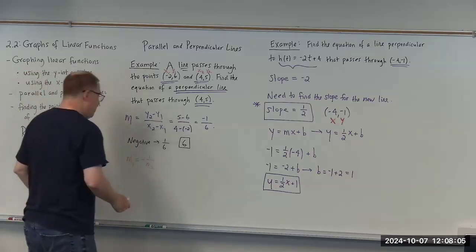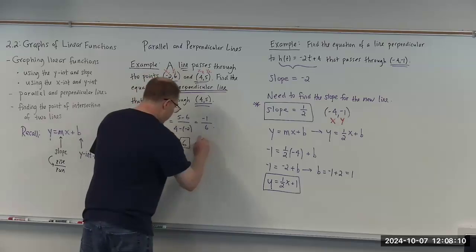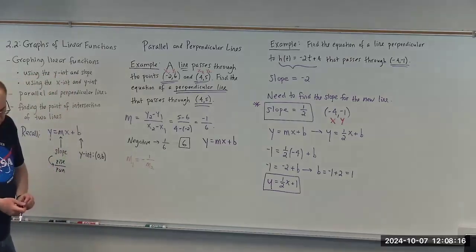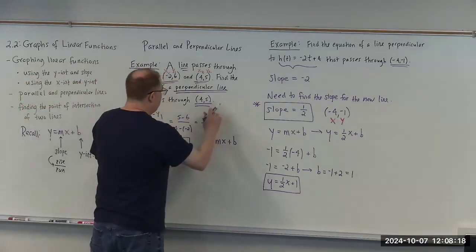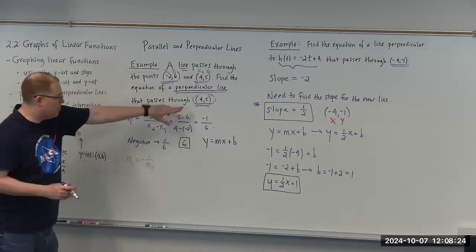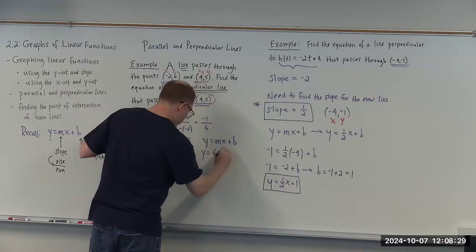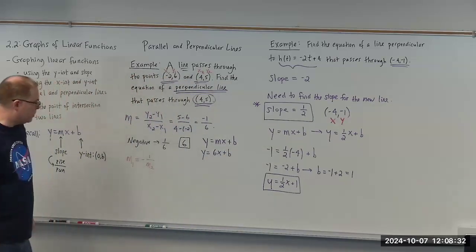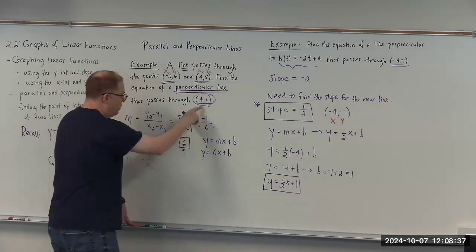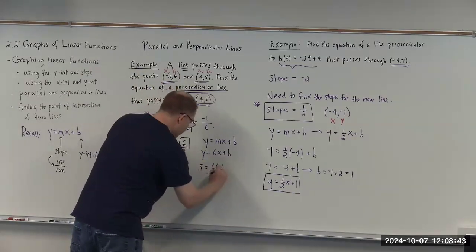Okay, so let's do that over here. So there's our equation of a line, and then we have our point. We want the equation of the line to go through this point. So we have y equals 6x plus b, using this slope here, and then we're going to plug in 4 and 5, so y being 5, x being 4.